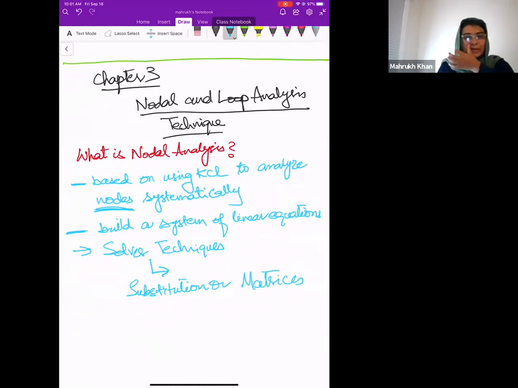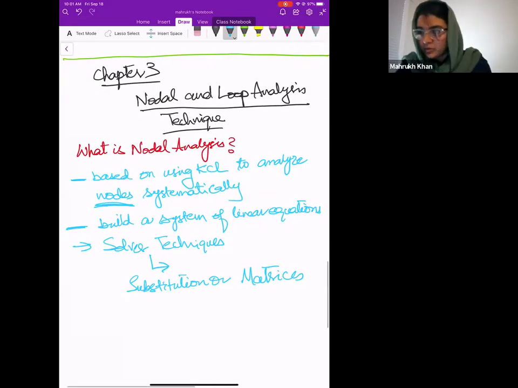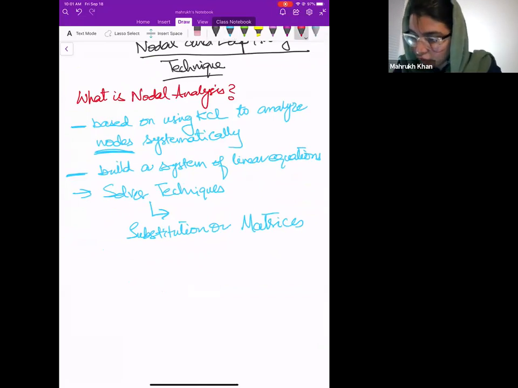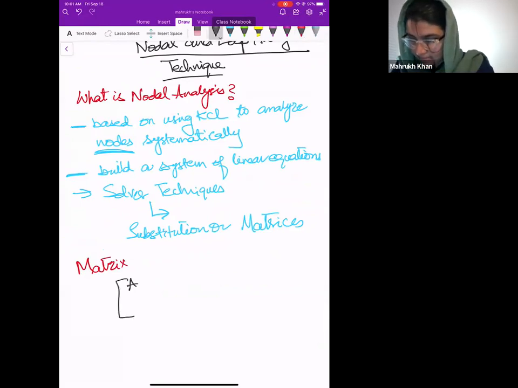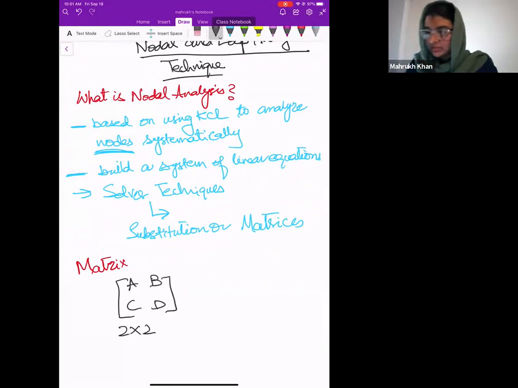Okay, so I will go through a quick review of matrices, whatever we are using here. I will not go into too much detail, but I think we need to touch on it. So what is a matrix? If it is a 2 by 2 matrix, I can write it as A, B, C, D, right? This is a 2 by 2 matrix. 2 by 2 means that it has 2 rows and 2 columns, right?